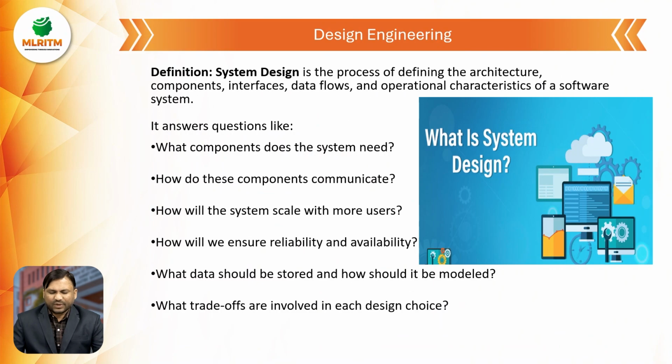So what is the actual definition of system design? It is the process of defining the architecture, components, interfaces, data flows, and operational characteristics of a software. It means how many components there are, how many sub modules there are, or how many modules a software application has. Then how the data flows, how the connections between the different modules work, and what the operations are. Suppose I click on any module, what will happen, everything will be described in this design process.